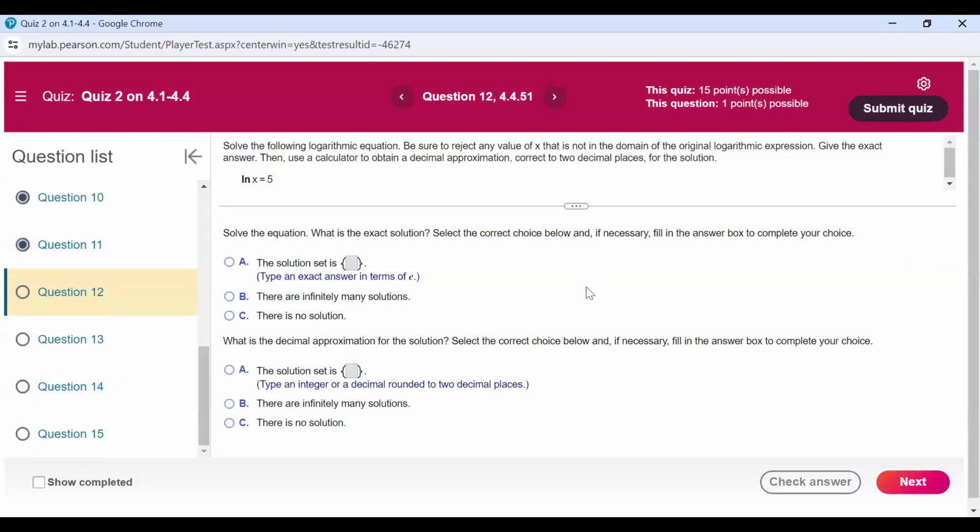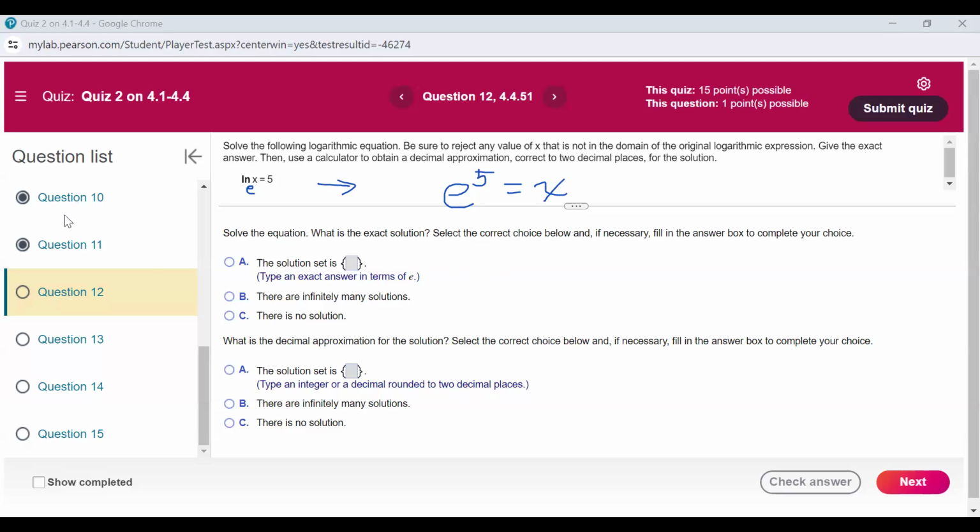Okay, here we're going to solve this log equation. We have ln of x equals 5. So here, to solve this, you have to rewrite it into its exponential form. So remember the implied base here, it's not written, but you have to know that the base is e. So if we rewrite it into exponential form, it becomes e to the 5th equals x.